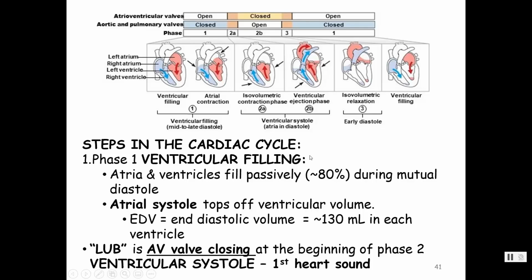So during phase 1 of ventricular filling, the atria and the ventricles are both in diastole, so they are relaxing. And what I'm going to tell you is that the aortic and the pulmonary valves are going to be closed. The heart is at rest, and blood is going to passively flow through the atria into the ventricles. They're going to passively fill about 80% of the way, and that's good.